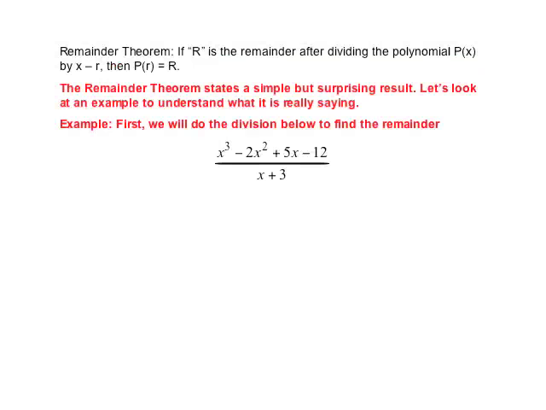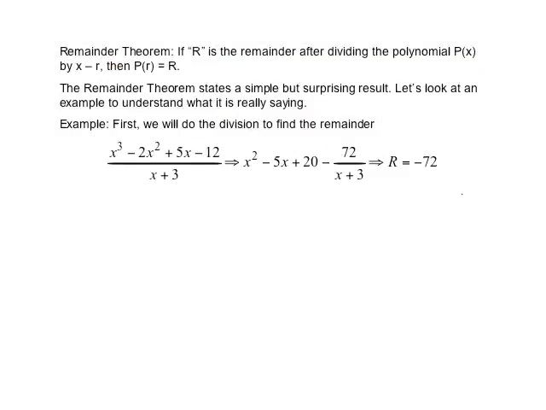Example. First, we will do the division below to find the remainder. So we're taking x cubed minus 2x squared plus 5x minus 12 and dividing it by x plus 3. Whatever method you use, long division or synthetic division, we get x squared minus 5x plus 20 minus 72 over x plus 3. So the remainder is negative 72.